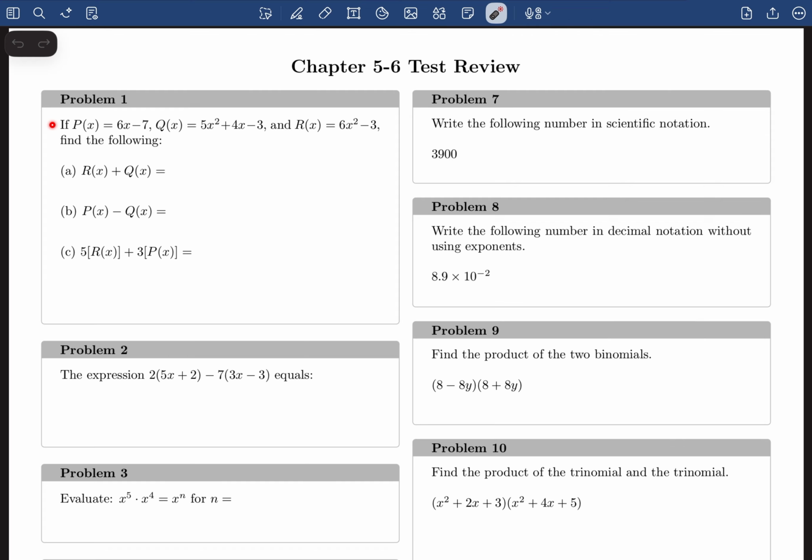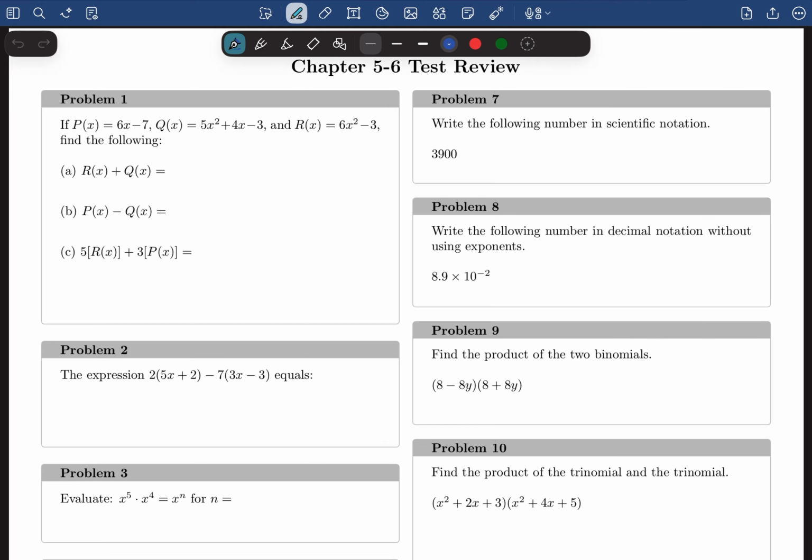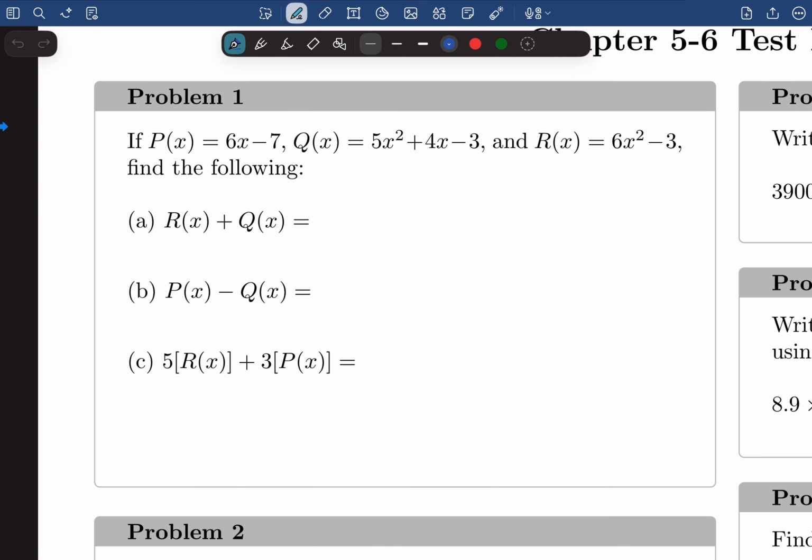If P of x equals 6x minus 7, Q of x equals 5x squared plus 4x minus 3, and R of x equals 6x squared minus 3, find the following. A, find R of x plus Q of x. So I'm going to take the R of x function and add the Q of x function. Okay, so that's my plan, and I'm jumping in.